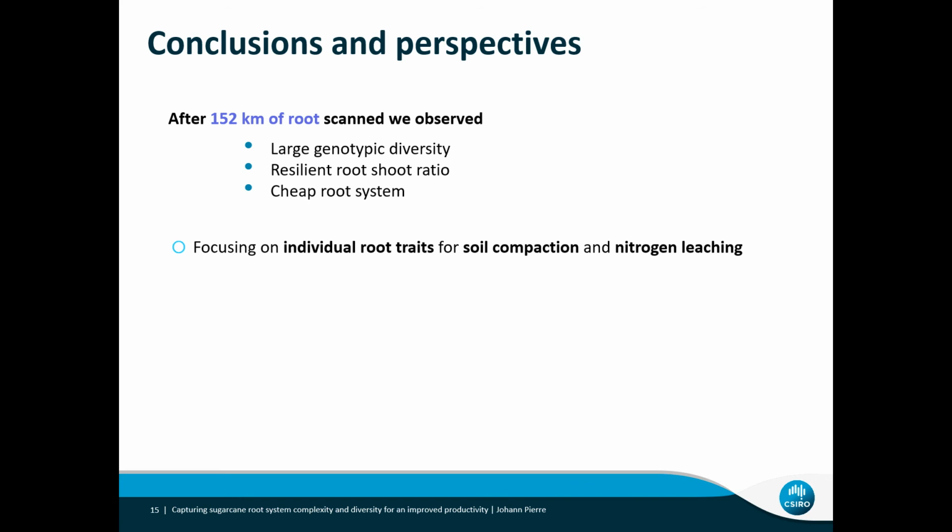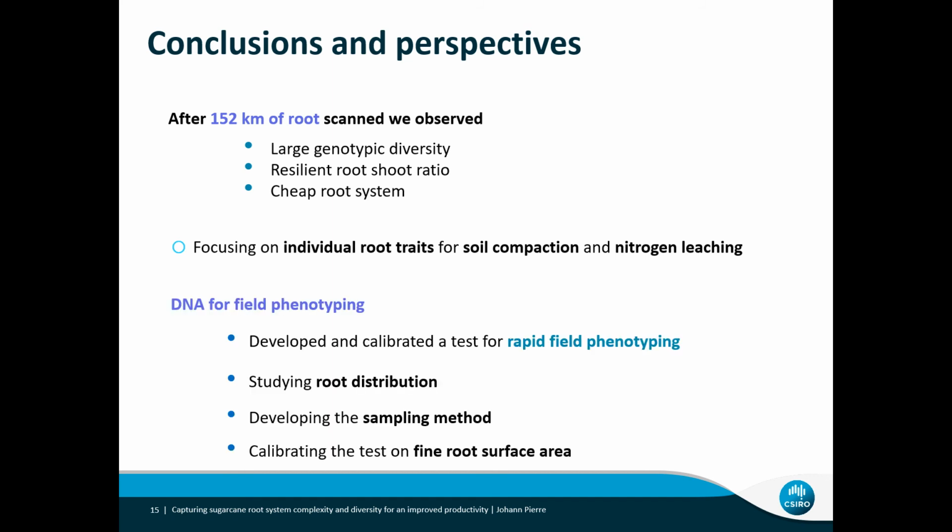Then to study the entire sugarcane root system and the root distribution in the soil, we can use our DNA method. The method is working, but in order to get reliable results, we now need to determine how the cores are collected, how many we need to collect, and where we collect them in order to get a good, reliable result. We're also developing a new calibration where we're trying to express the result as fine root surface area instead of root dry weight.